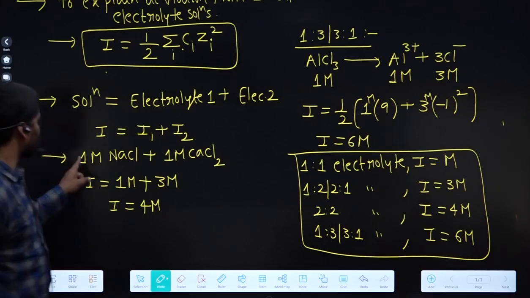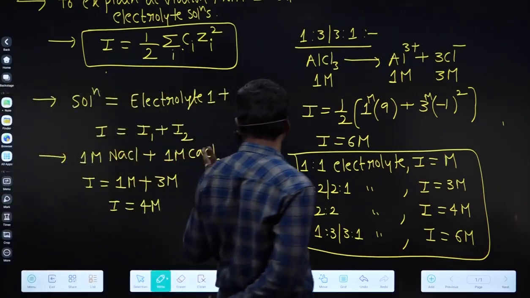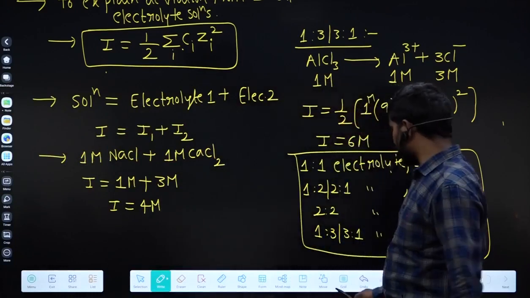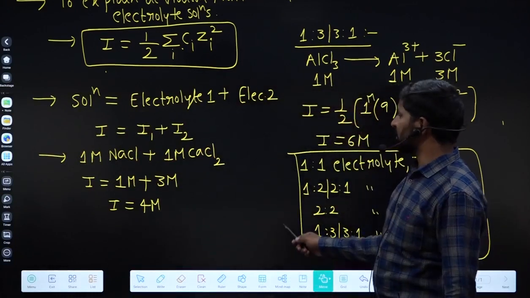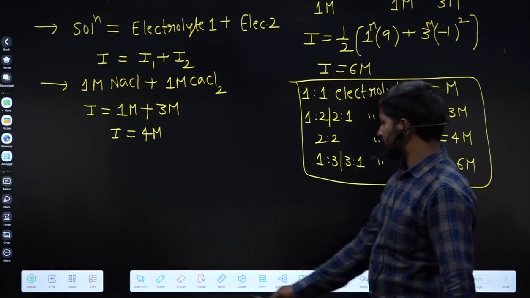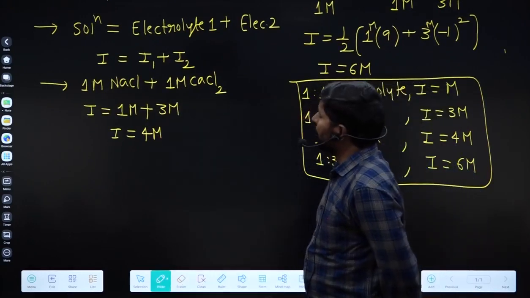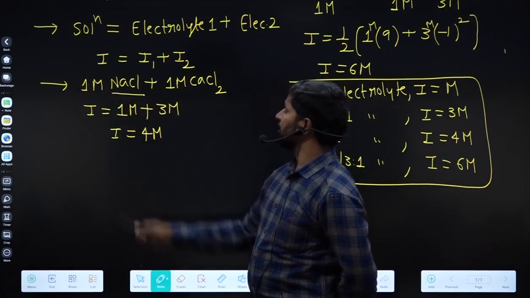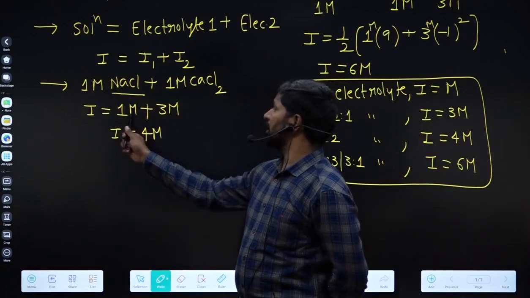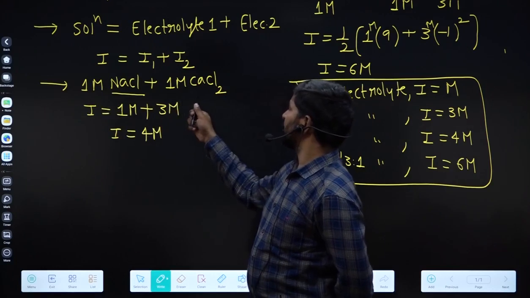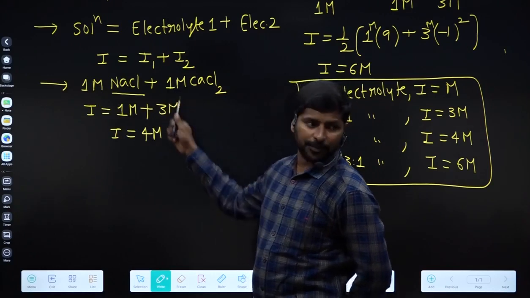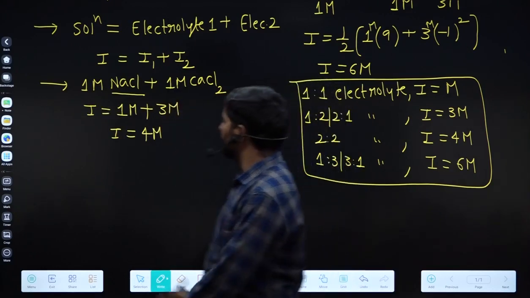In a given solution, for example, if 1m NaCl and 1m calcium chloride are there, the resultant solution ionic strength is the sum of the two electrolytes' ionic strengths. NaCl is a 1:1 electrolyte, so therefore I is equal to m, that is 1m. This is a 2:1 electrolyte, I is equal to 3m. Okay. For example, we have like this.